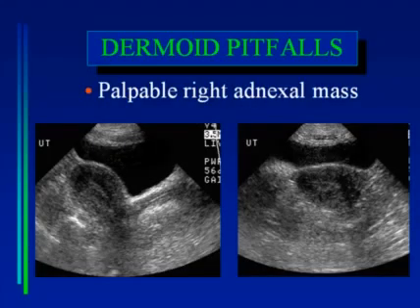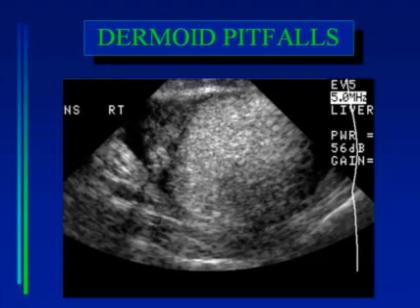So here's an example in which transabdominal images of this patient with a palpable right adnexal mass did not visualize any mass. Therefore, endovaginal ultrasound was performed and shows an echogenic mass originating from the right ovary, and you can see a beak of ovarian tissue coming around the mass, showing the mass is intraovarian.